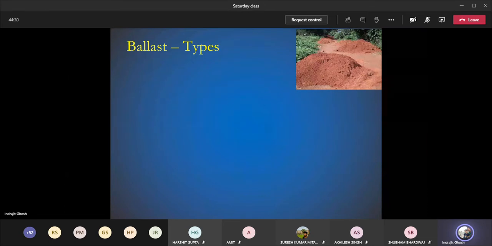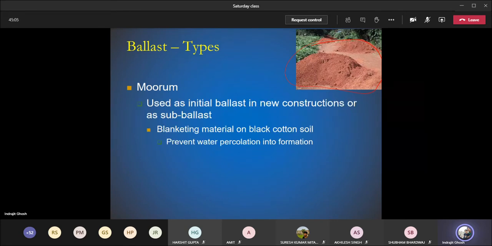Now the next one is this photo you have probably seen yesterday. This is nothing but Moram. So Moram, as I was saying yesterday, is decomposition of laterite soil. Now the speciality of the Moram is that it is reddish in nature, and it can form a hard surface when we go for the molding. So we use it for the construction of road, particularly in the rural places or huts. Now in case of railway track, we use it as initial ballast in new construction as well as a sub ballast.